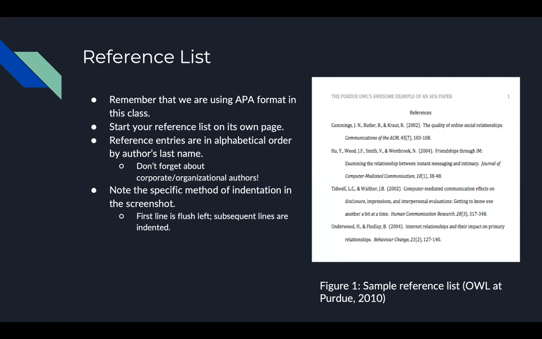Start your reference list on its own page. Reference entries go in alphabetical order by last name. Corporate organizational authors, obviously you wouldn't use last name, first name, you just type the company name. I say obviously, I know that's not inherently obvious. I've just been doing it for so many years that I forget that people don't know that.